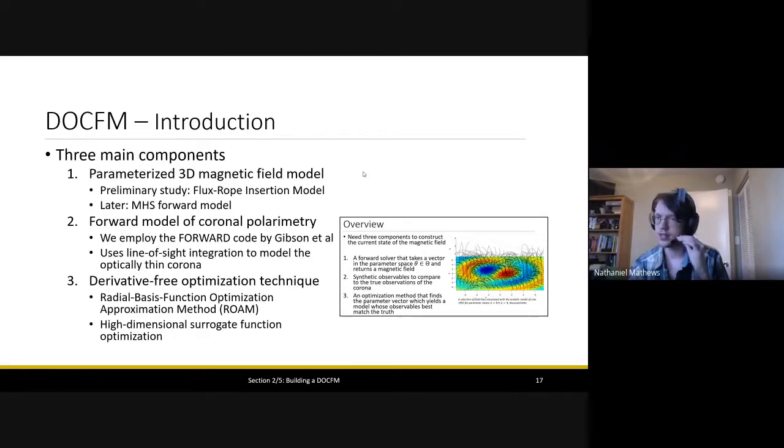The three components that we'll use are the flux rope insertion model for the generative model, which I'll talk a little bit about; the forward code by Gibson et al. for our synthetic observations; and the radial basis optimization approximation method for our optimization technique. And I'll talk a little bit about that as well.